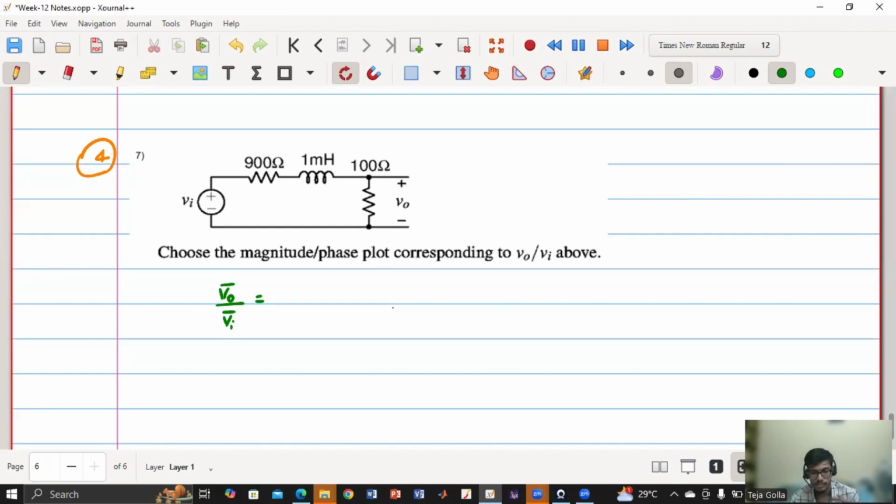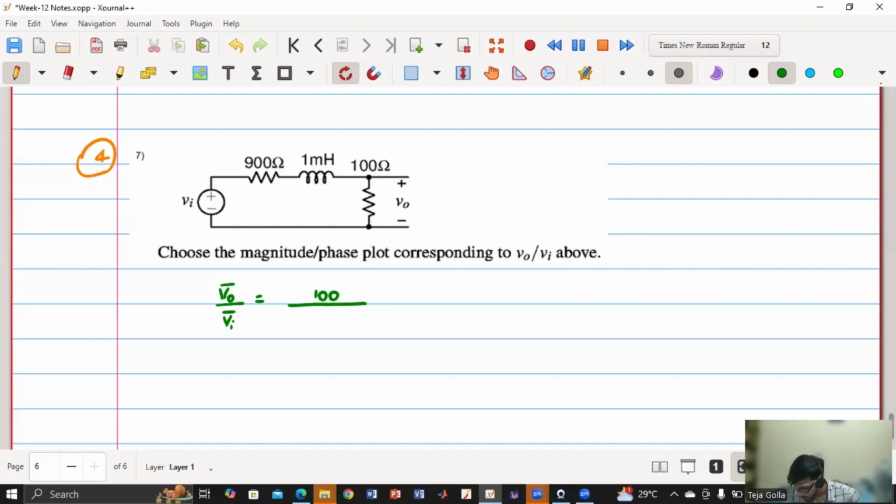Anyone? What will be the expression? First of all, R divided by R plus j omega L plus 1 by j omega C. There is no capacitor here. Okay, so R plus j omega L.